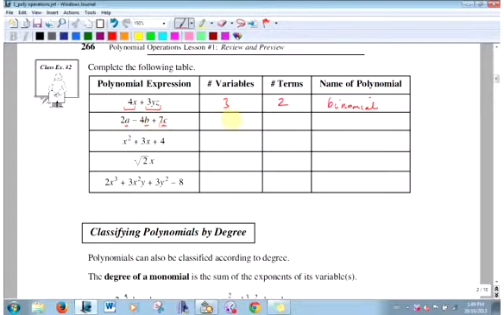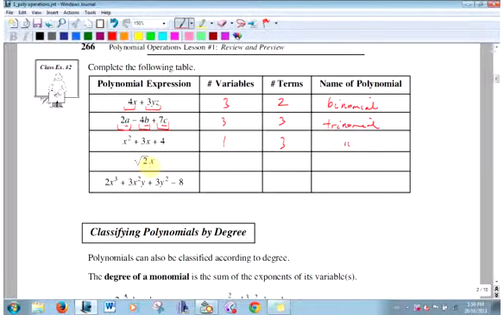How many variables? A, B, C. I have 3 different variables. How many terms? 1, 2, 3. What do I call a 3-term polynomial? Trinomial. How many different variables in the next one? Got an X? Got another X? Yeah, only 1 different variable. How many terms? 3. Trinomial again.